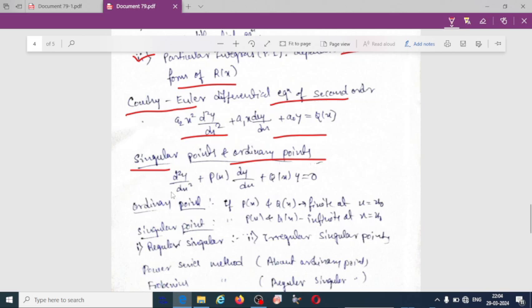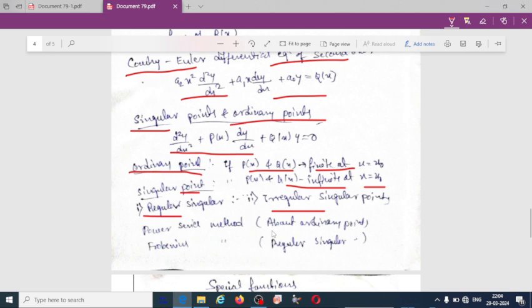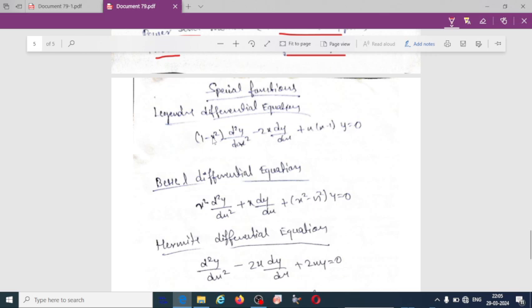Singular points and ordinary points concern the second order homogeneous differential equation. It is an ordinary point if p of x and q of x are finite at x equal to x naught. It is a singular point if p of x and q of x are infinite at x equal to x naught. There are two types: regular singular point and irregular singular point. The power series method you can use for ordinary points, and the Frobenius method for regular singular points.